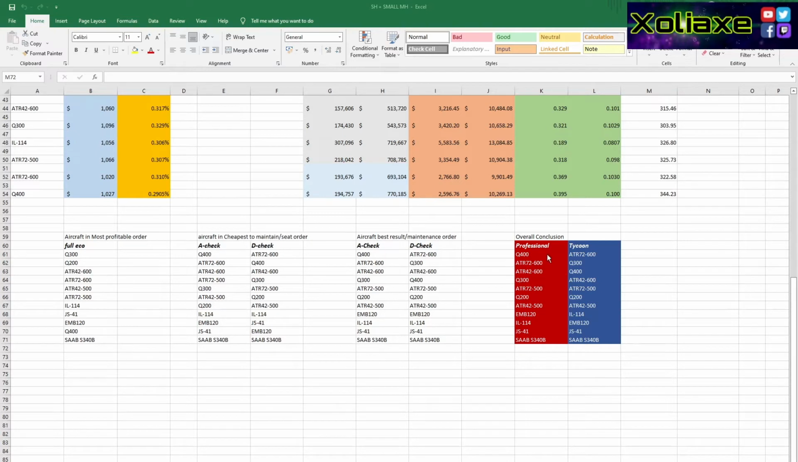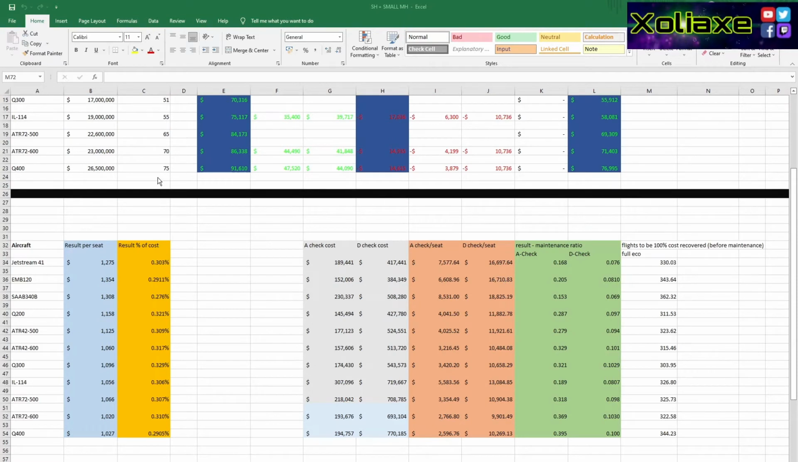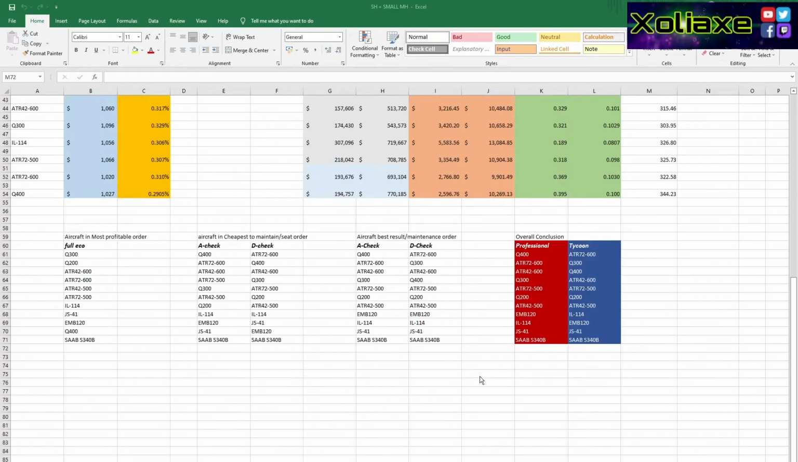Overall conclusion then for professional mode, Q400 is your go-to. Obviously that has quite a decent capacity as well, running at, I think, 75 with the one cargo. Followed by your ATRs, both variants, Dash 600s. I think any of those three is pretty much worth going for in professional mode.